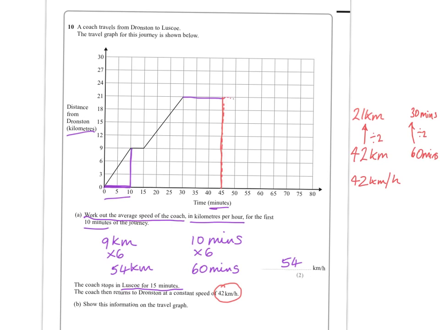So if we go 5, 10, 15, 20, 25, 30, we've got to end up here. So we're no distance from Dronston, i.e. we're at Dronston. So I'll try and draw the straight line. And there we have it. So that's our travel graph complete now.